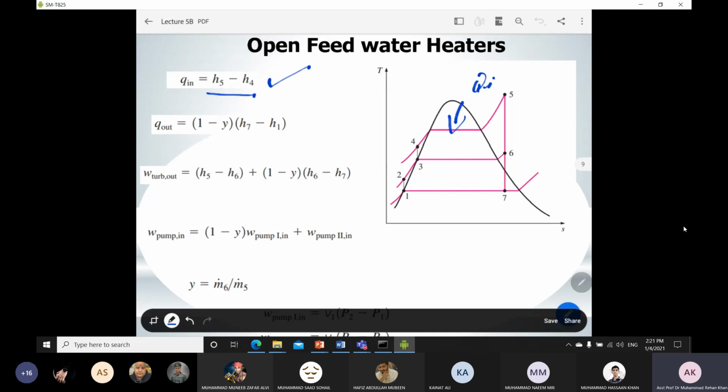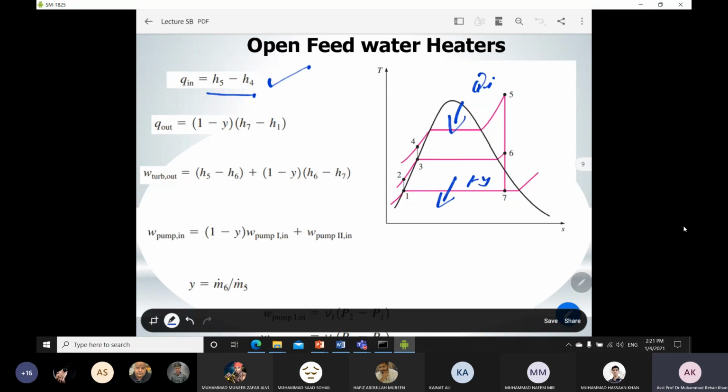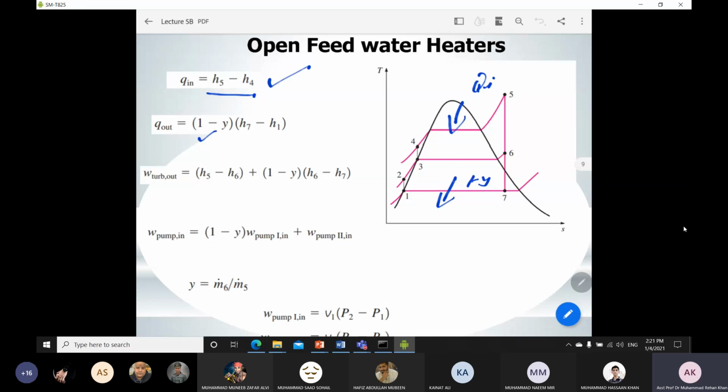Now coming towards Q out. Q out is between 7 to 1, and we already discussed that the 1 minus y fraction is moving from 7 to 1. So it means that 1 minus y you have to multiply with H7 minus H1. And this part is y.